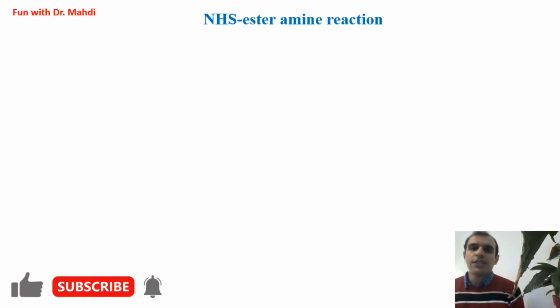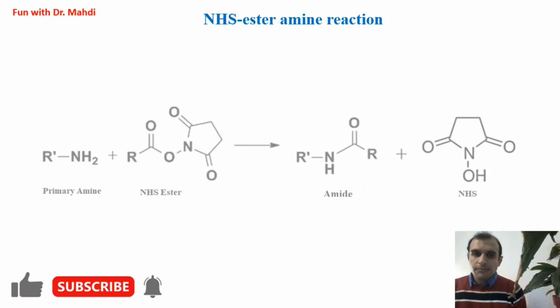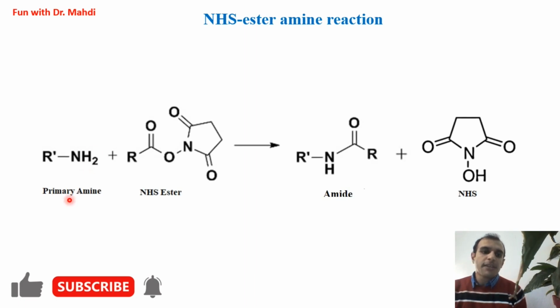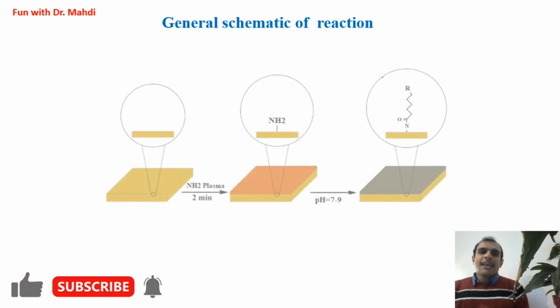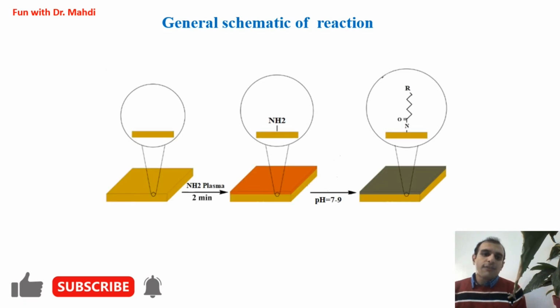Now, 2 different types of amidation reaction for surface functionalization or surface modification. As I already mentioned, we will learn about 2 different types of amidation reaction. The first one is NHS or N-hydroxysuccinimide ester amine reaction. It's a reaction between a primary amine and also NHS ester. Product will be an amide. That's why we call this reaction amidation reaction. Here in this slide, you can see general schematic for doing this reaction.